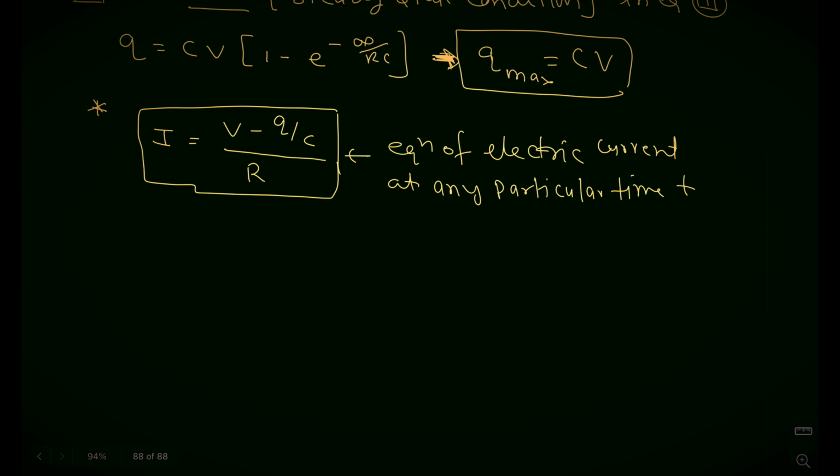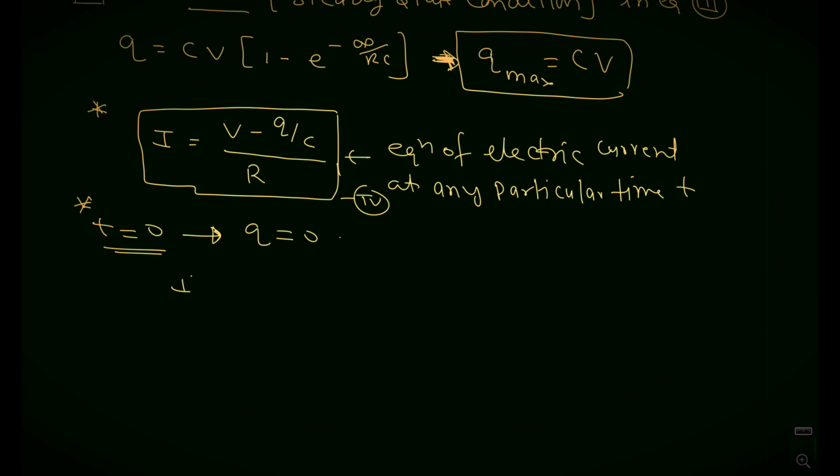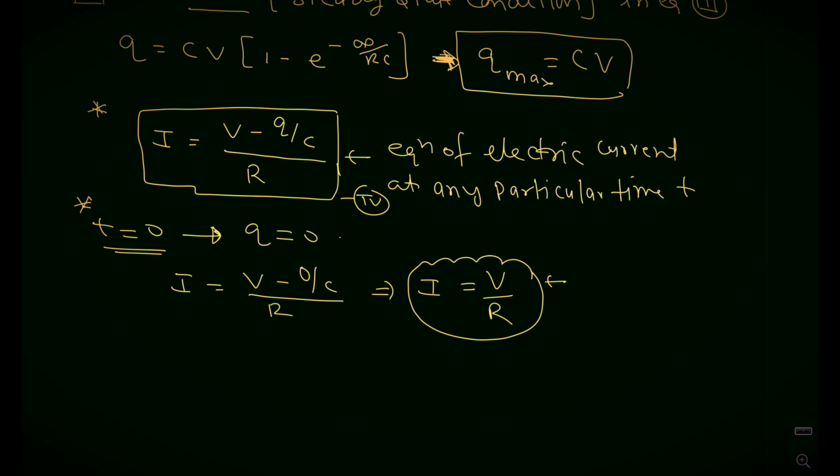Now when t equal to 0, then Q is 0. I am going to put Q equal to 0 in this equation number 4. T equal to 0 means Q equal to 0. Then the current becomes (V minus 0 by C) upon R. Then the current we get is V by R. Then the current is maximum when time is 0.